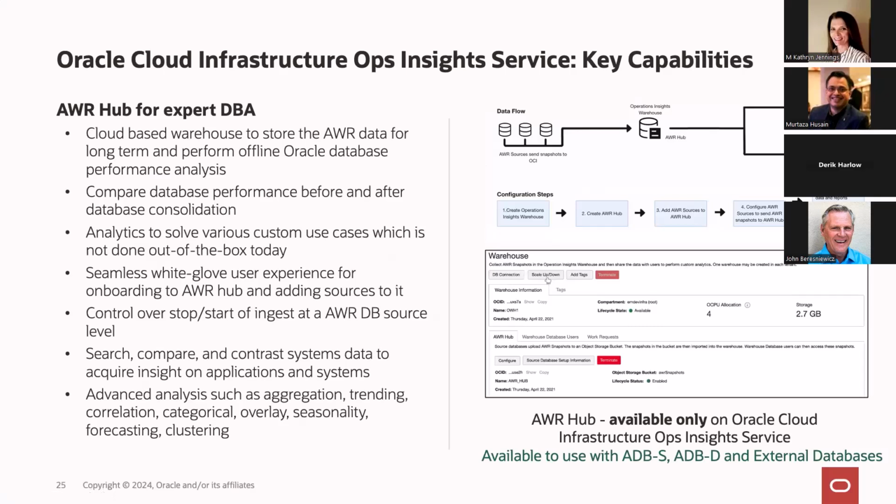In terms of some of the key use cases, it helps essentially in comparing database performance before and after database consolidation. It helps in doing analytics to solve some of the custom use cases which cannot be done out of the box, right? And it's all seamless, very scalable in the cloud. So it's very easy to control in terms of ingesting and stopping the data for a particular AWR DB source. If you want to do that, you can seamlessly do searching, comparison, and contrasting of system data to acquire insights on your applications, systems, or database of your choice.